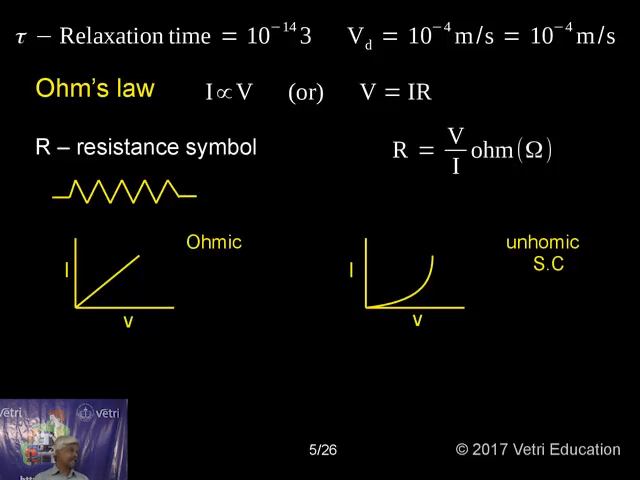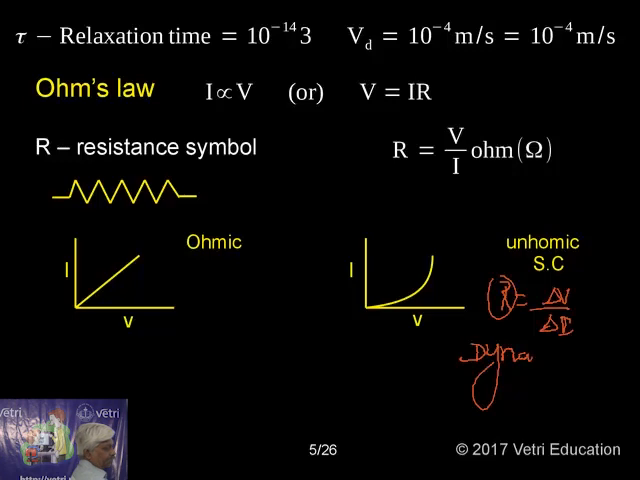So your transistor or diode won't obey Ohm's law, so you are getting curvature. Here also we can calculate the resistance. That resistance R is equal to delta V by delta I, change in potential by change in current. This resistance is called dynamic resistance. Be careful, dynamic. For any circuit which doesn't obey Ohm's law, we can find out the resistance, and that resistance is called dynamic resistance.